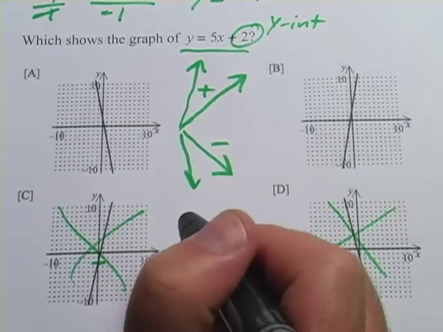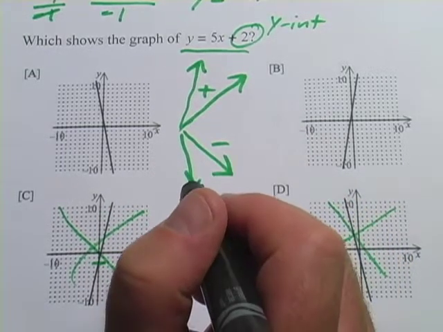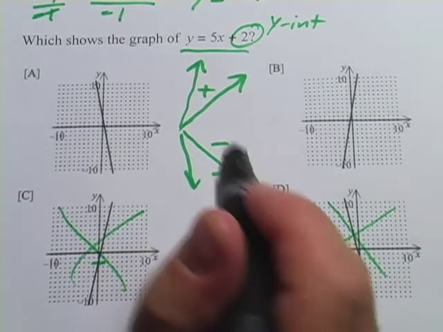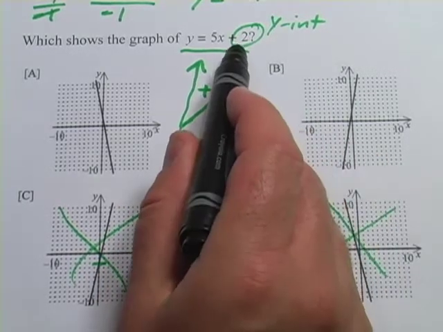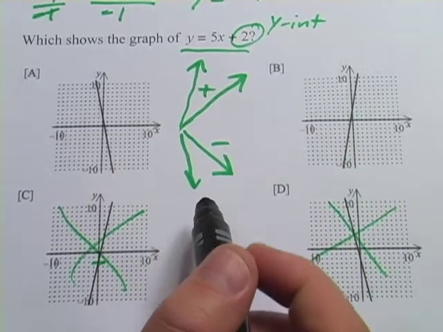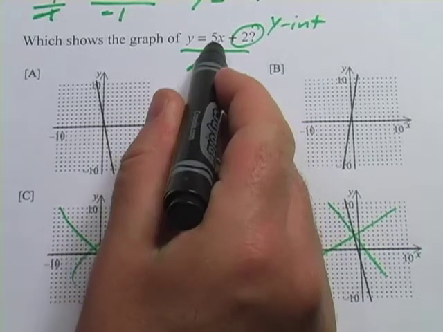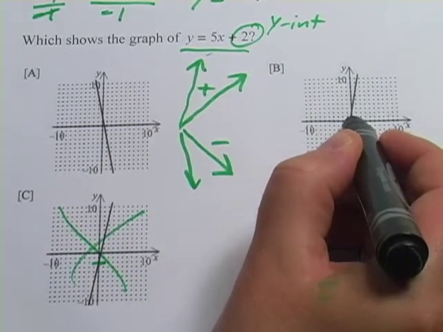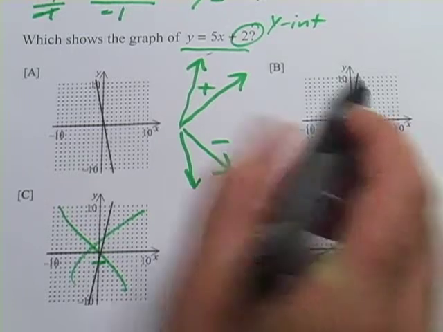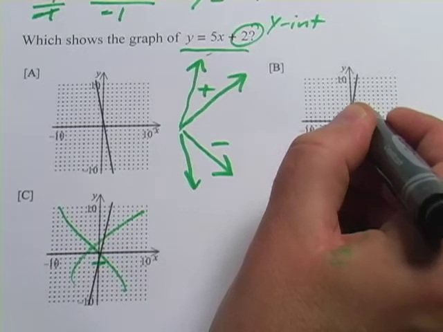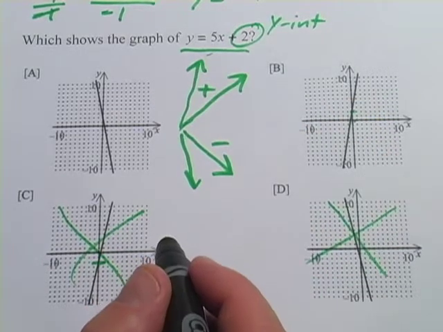If you couldn't remember those, there's another way to check this. You can plug in a couple of points. We know that the y-intercept is 2. The reason is because we think of when x equals 0, what's y going to be? Well, when x equals 0, that's right here, what's y? We put in 0 here. 5 times 0 is 0, y equals 2. So there we are at 2, so we know that's right.